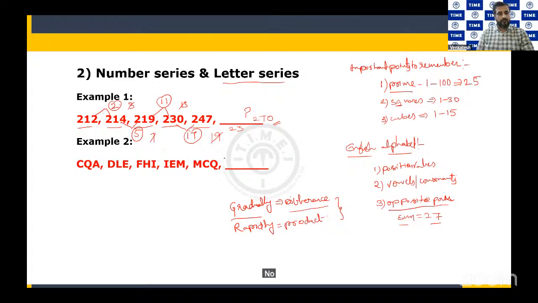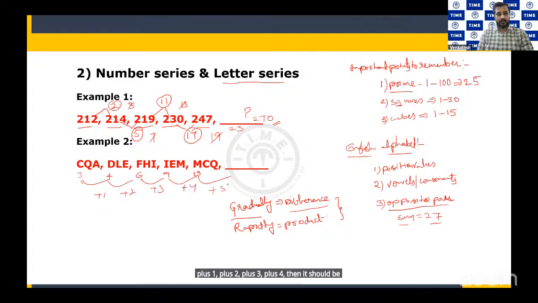Now, I told you to remember the position values of the letters. C is 3, D is 4, F is 6, I is 9, M is 13. So 3 to 4, plus 1 increase. 4 to 6, plus 2 is happening. 6 to 9, plus 3 is happening. 9 to 13, plus 4 is happening. Now you can see the logic clearly: plus 1, plus 2, plus 3, plus 4, then it should be plus 5. M plus 5, 13 plus 5, 18. That is R.